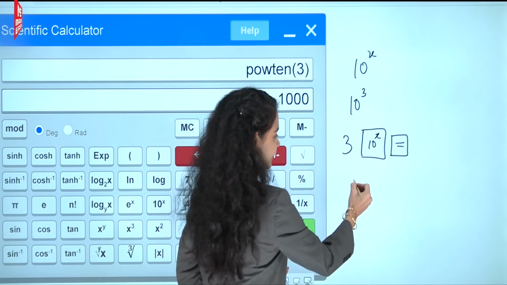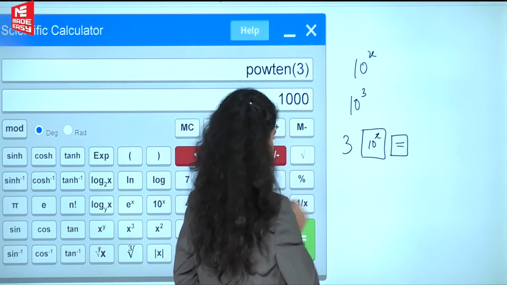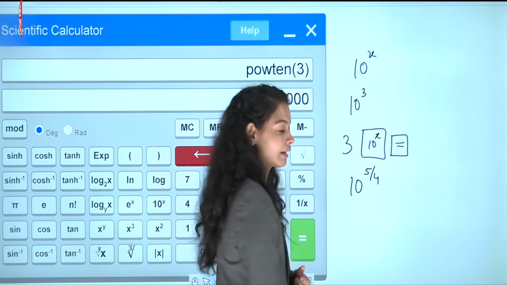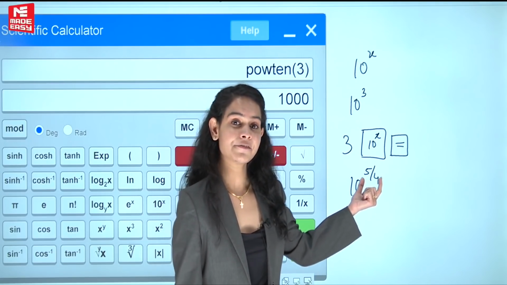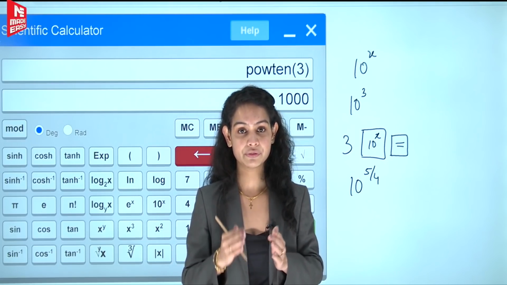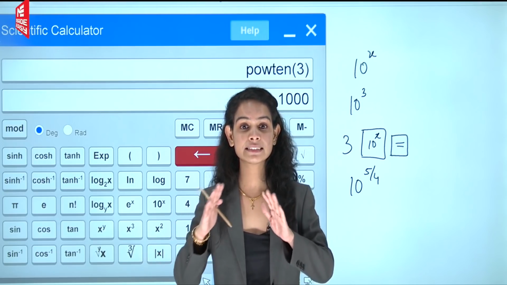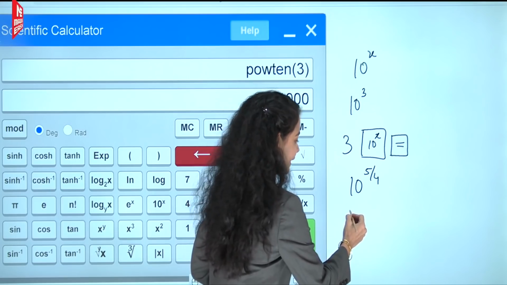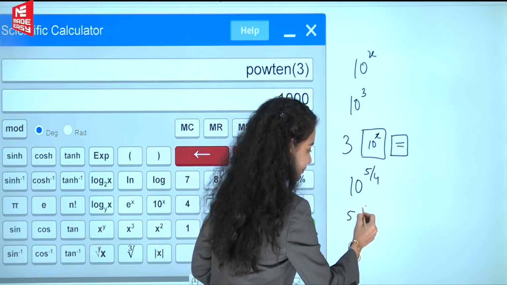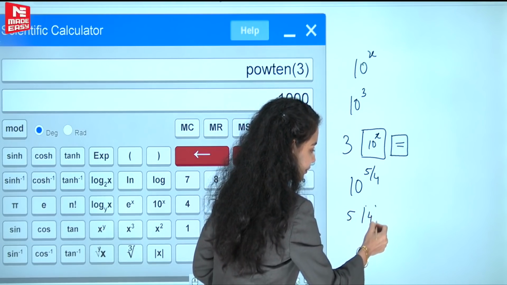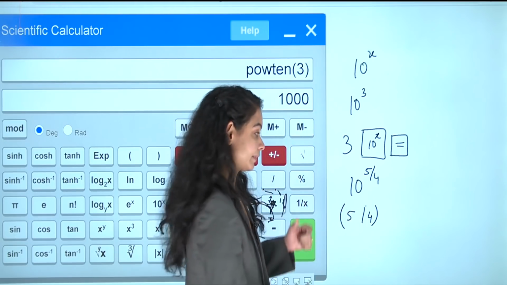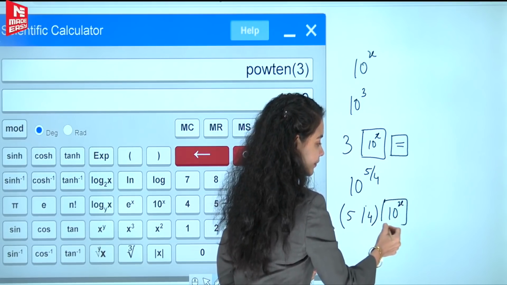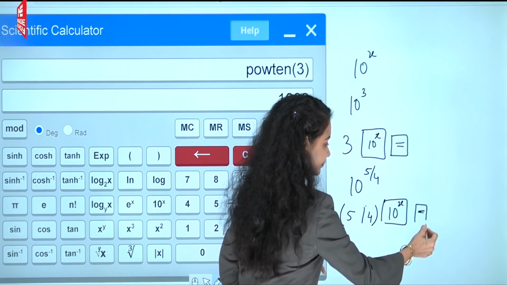Similarly, if you want to calculate, let's say 10 to the power of 5 by 4. Now the value of x is 5 by 4. Now this is not a one value. 5 divided by 4 is the entire thing is your value of x. So here you need to employ brackets. So 5 by 4, put them into a bracket and then you have to use the function tab that is 10 to the power of x and then press equal to.